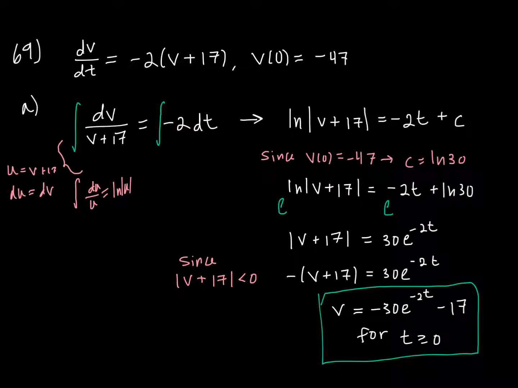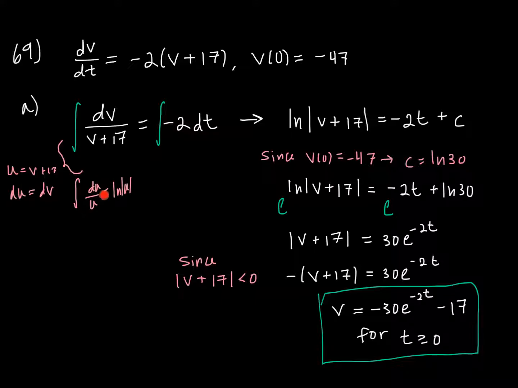In part A, we're going to find a particular solution for v, and we're going to do that by using separation of variables. So I'm going to end up with dv over (v plus 17) is equal to negative 2 dt. I'm going to take the antiderivative of both sides. I'm going to make a nice little u substitution here.